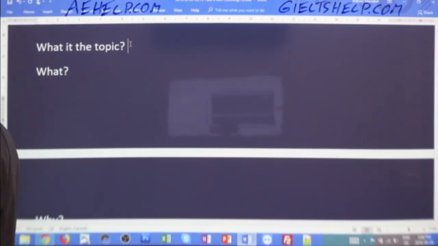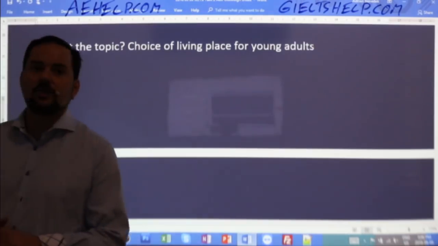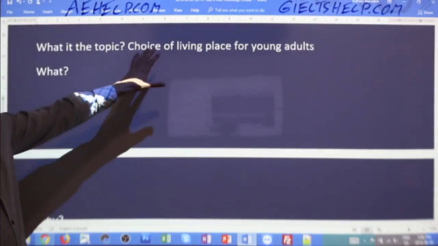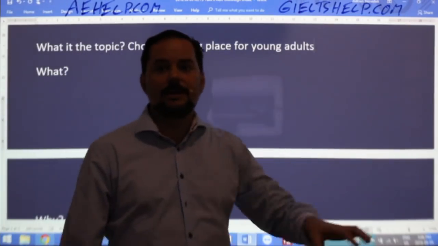So it's choice of living place for young adults. I believe that is more or less the topic here. So the topic here is where young people choose to live. That's what we're talking about.